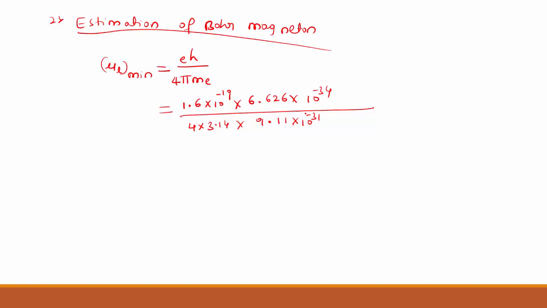Now we will multiply the values. 1.6 into 6.626, we get 10.6016 into 10 to the power of minus 19 and minus 34, that is 10 to the power of minus 53, divided by 4 into 3.14 into 9.11. That value becomes 114.4216 into 10 to the power of minus 31. Dividing these two values.